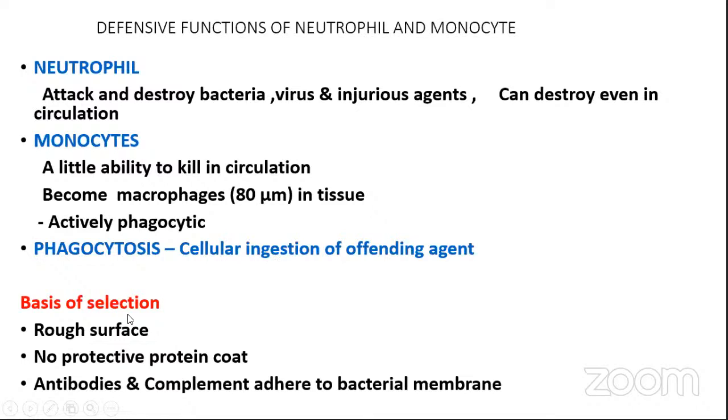Okay, so based on the selection, if there is a rough surface, if there is no protective coat, antibodies, complement, if there is anything present in our body like this, this phagocytosis mechanism becomes active. If there is a rough surface, if there is no protective protein coating, if there are antibodies and complements there, immediately to the bacterial membrane they get phagocytosed by our defense lines, that is the neutrophils and the monocytes.